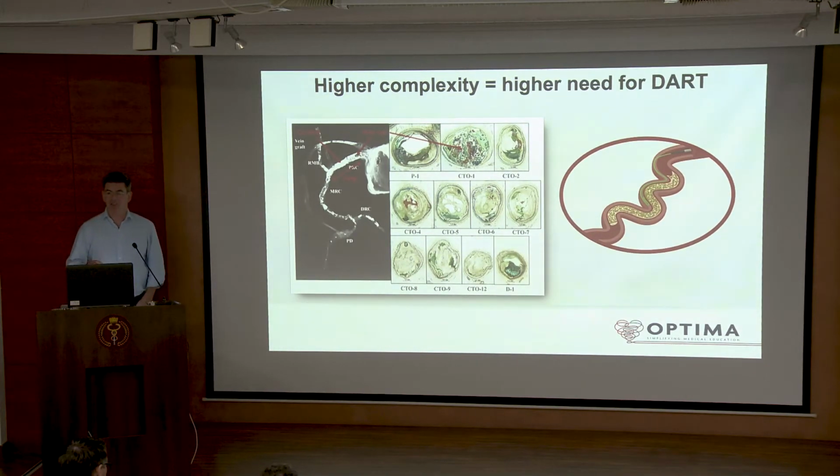And one of the key things that we learned, and this was at the point that Crossboss and Stingray were being introduced into the market, was that as lesions became more complex, so the longer the lesions, the more tortuous lesions, there was going to be a higher need for dissection and re-entry.